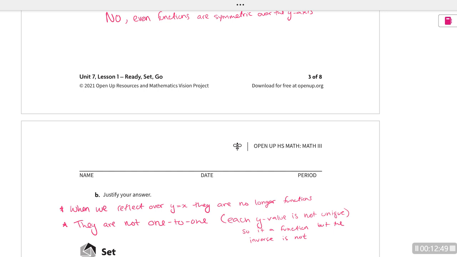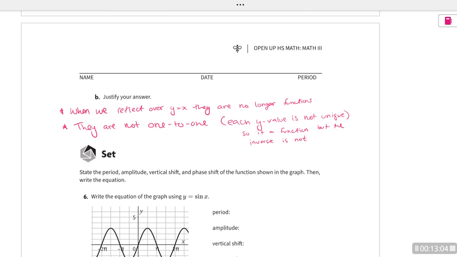Because for something to be a function, the y values don't have to be unique. The x values have to be unique. But when we take its inverse, we're switching x and y, switching the input and output. So if the output wasn't unique for the original function, then when we switch it to an inverse, the input's no longer unique.